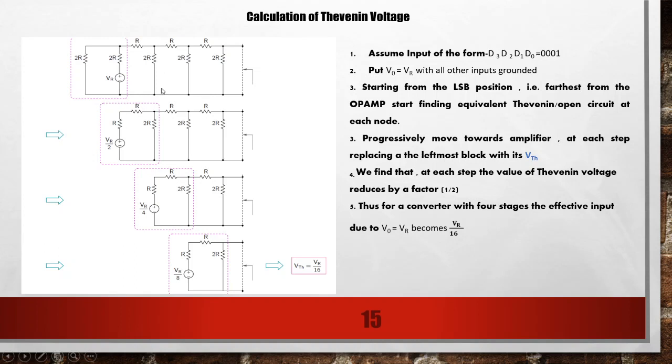Next we come to this point. So this VR by 2, again there's a 2R combination here, another 2R here. So this VR by 2 is reflected as VR by 4 here, again with an equivalent Thevenin resistance of R. Go to the next node. Again this VR by 4 is replaced by half, VR by 8. And finally for the next stage we get a VTH equal to VR by 16. So see, at each stage I move, the voltage is divided by 2. That gives me VR by 16.